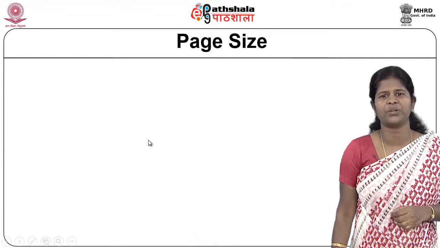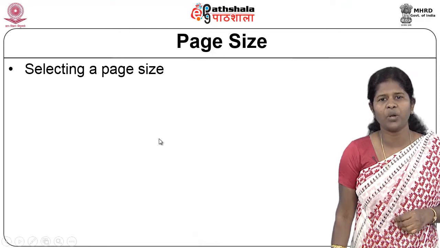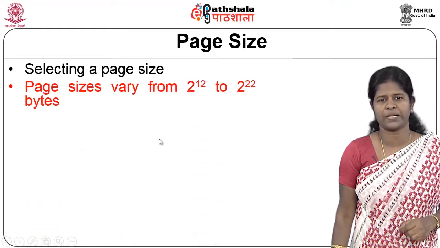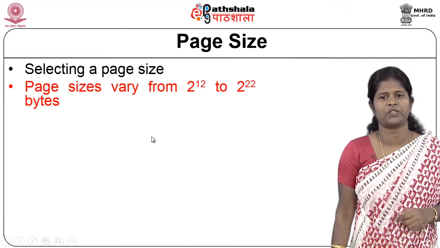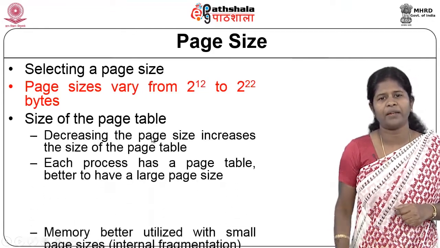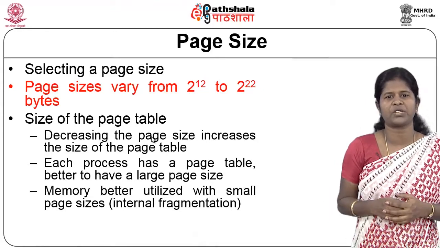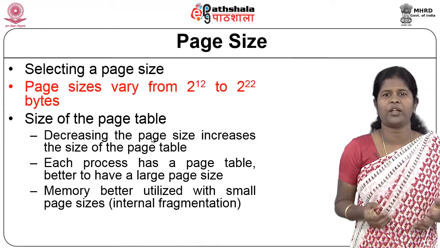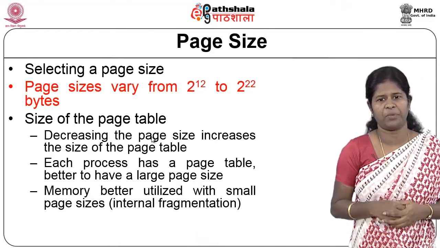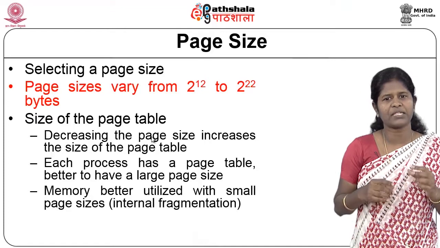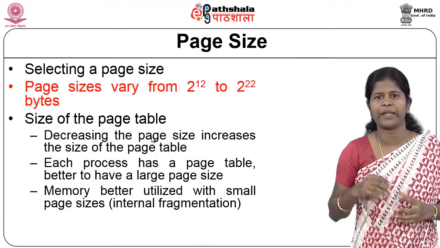So, the next issue is to look at the size of the page. How do we select a page size? Page sizes generally vary from 2 power 12 to 2 power 22 bytes, and there are different issues that you need to look at to decide upon the size of the page. One is the size of the page table. If you decrease the size of the page, then the number of pages will increase.